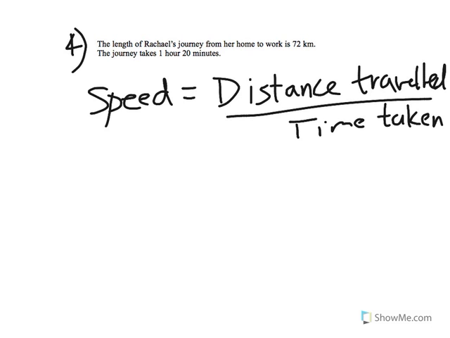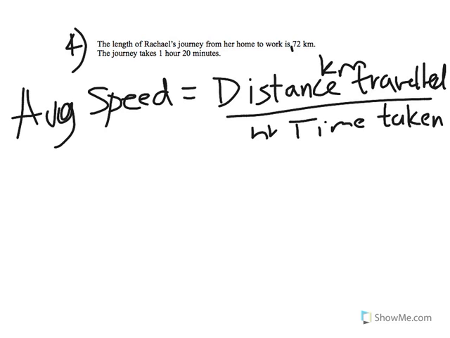Alright, question 4 is really simple. They're saying the length of Rachel's journey from home to work is 72 kilometers and it takes 1 hour and 20 minutes. You've got to find out her average speed in kilometers per hour. Now, first of all, there's a formula you need to know, which is average speed equals distance traveled over time taken. Now, in this case, you want it in kilometers per hour.